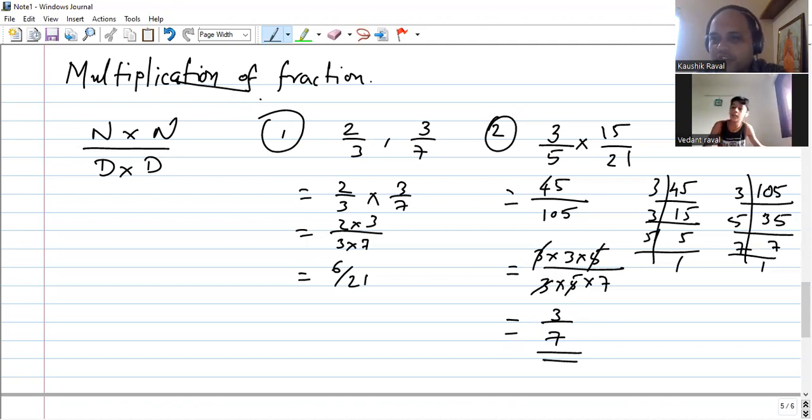So you will need to work on your tables first thing, and I'm going to share some worksheet for you so that you can work out the simple addition and subtraction problems.